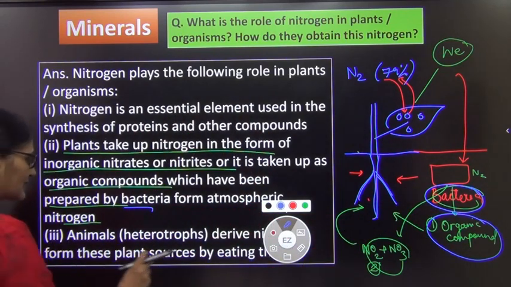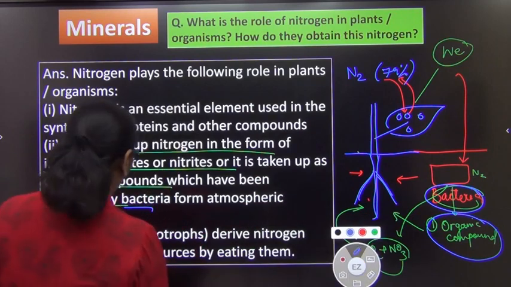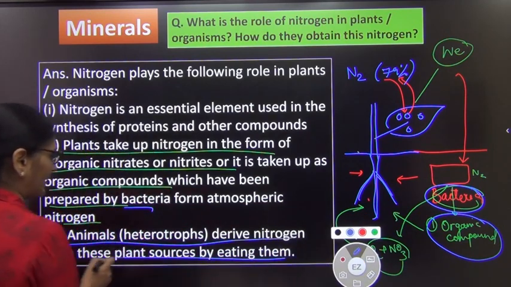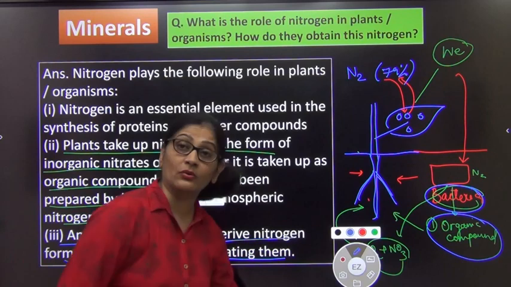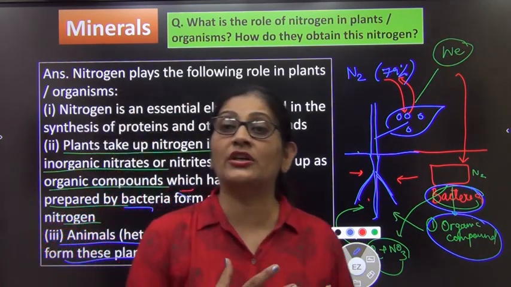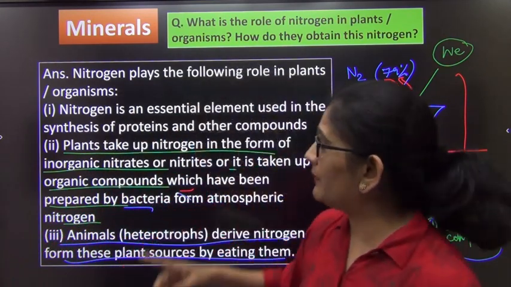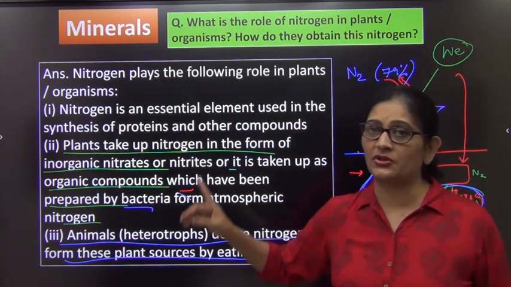Okay, animals derive this nitrogen from the plants by eating them. So this is how the nitrogen enters into our body. So one mineral you have to study in detail. There are 3 questions from there.